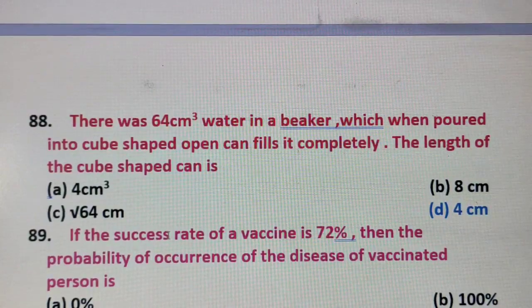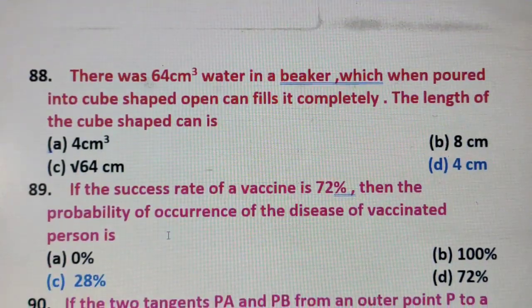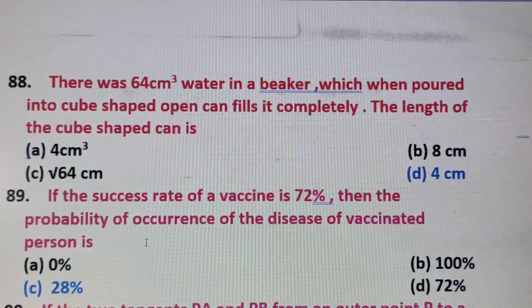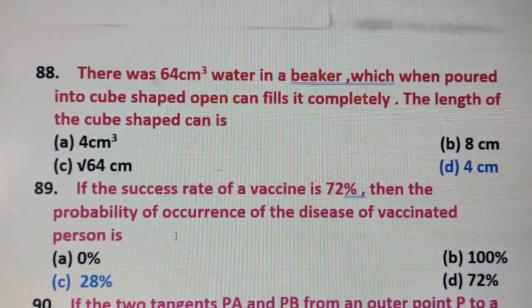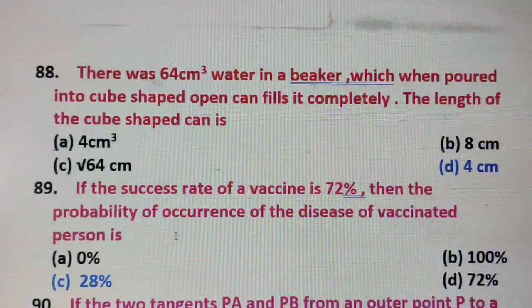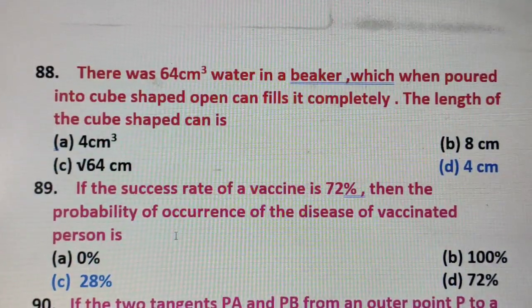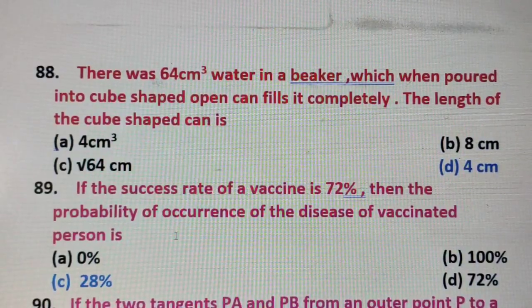If the success rate of a vaccine is 72%, then the probability of occurrence of the disease in a vaccinated person is? Since the success rate is 72%, therefore the probability of occurrence of disease is 28%.